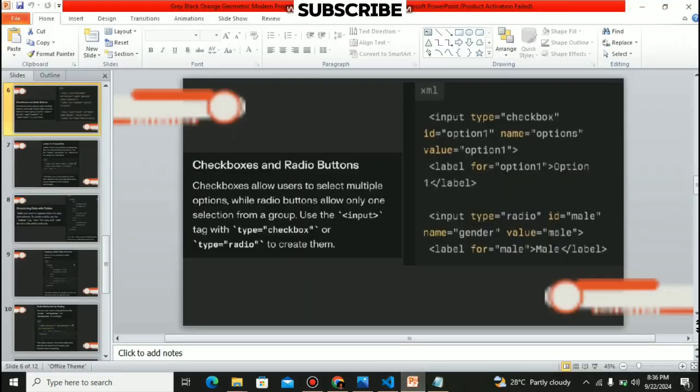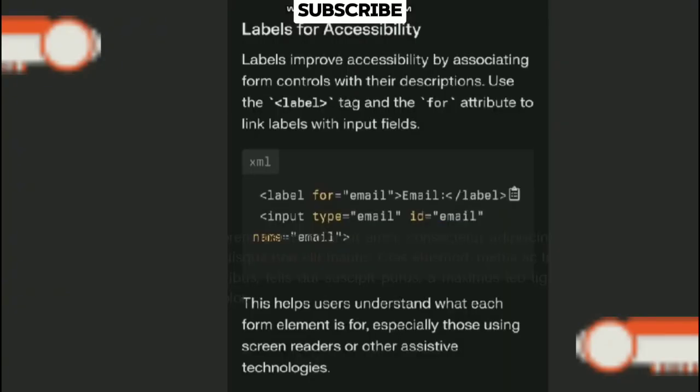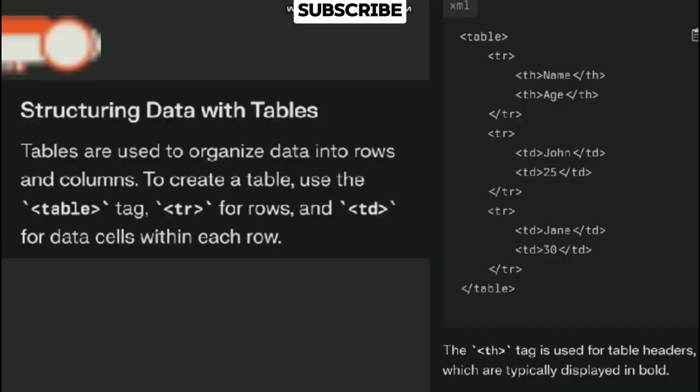Going on to what is on our slide, we've dealt with forms. Then we are going to deal with tables, structuring data with tables. Now, what do we use tables for? Tables are used to organize data into rows and columns. To create a table, we make use of the table tag.